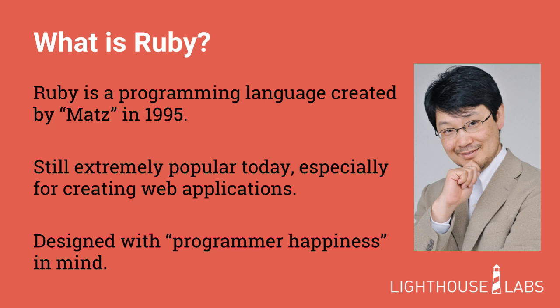I suspect Ruby on Rails had a lot to do with its current popularity, which was, I think, around 2007. So, a mature language, certainly, 21 years old, and designed with programmer happiness in mind.